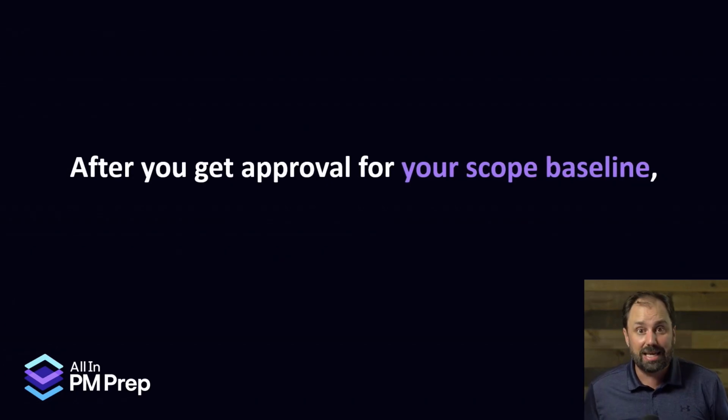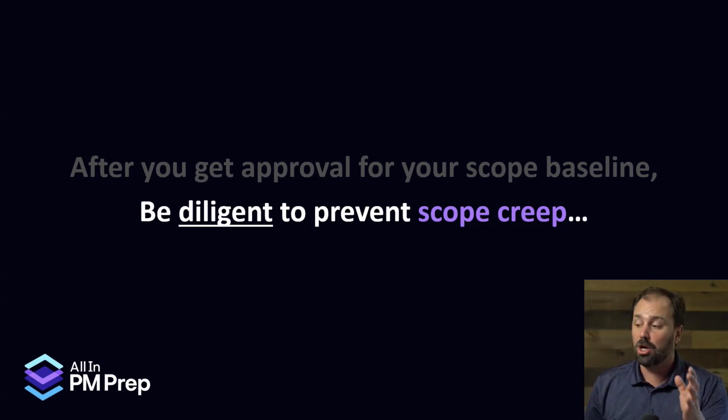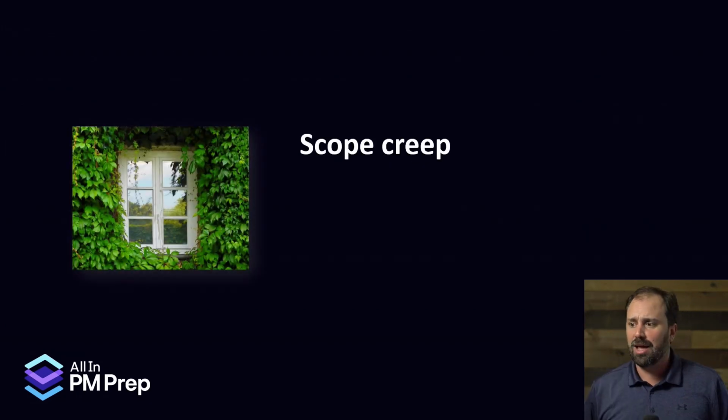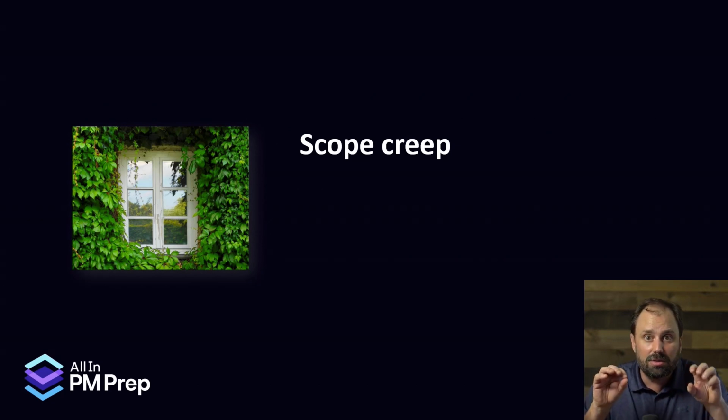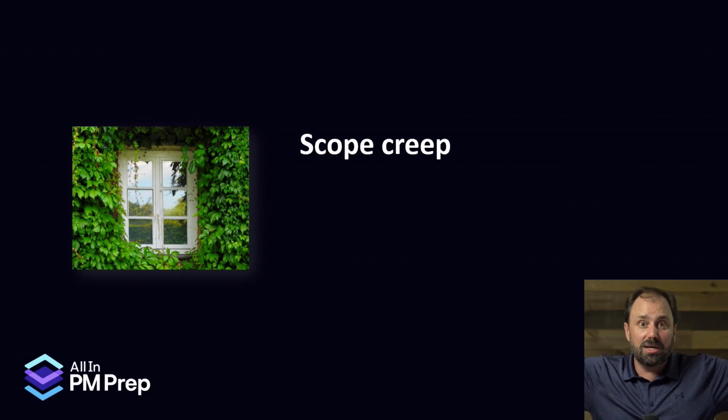Now, after you get that scope baseline approval, be diligent. And we want to emphasize this. You've got to be super diligent to fight the devil, which is known as scope creep, okay? Now, scope creep is like this house that I show in this picture. It didn't start with ivy all over the walls, but one little day at a time, the ivy grew and grew and grew. And now we've got a house that looks green, all right? It just happened over time.